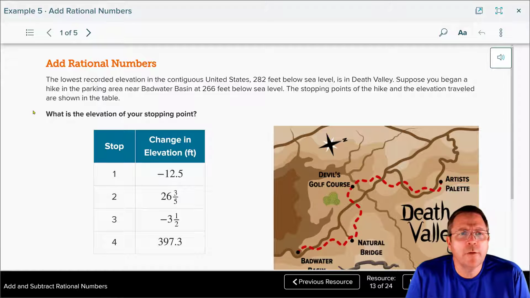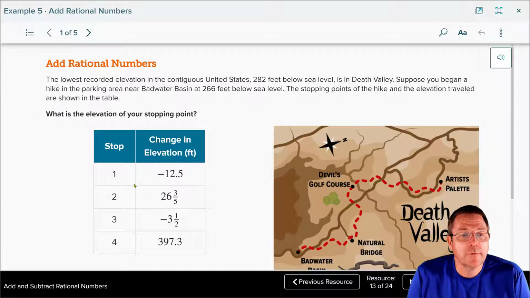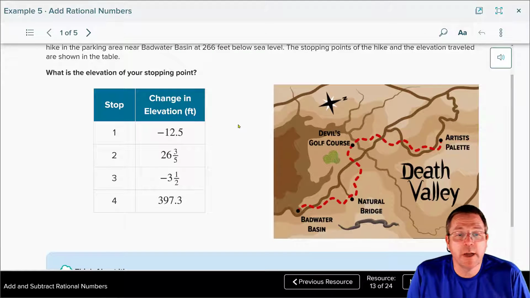The lowest recorded elevation of the contiguous United States is 282 feet below sea level, and is located in Death Valley, which I think is in California. Suppose you begin to hike in a parking area near Badwater Basin, which is at 266 feet below sea level. The stopping points for the hike and the elevation traveled are shown on the table. So you've got stop 1, stop 2, stop 3, and stop 4. And it says, what is the elevation at your final stopping point?